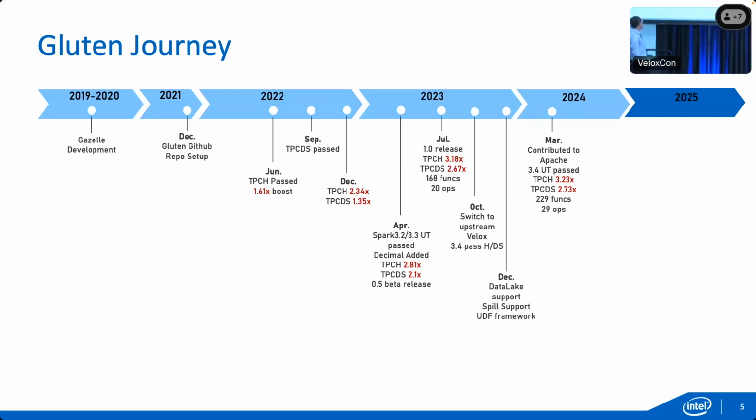And currently, thanks to the Microsoft team's support, they passed the 3.4 UT. So currently, all 3.4 UT are passed. And the TPC-H is boosted to 3.23 currently, and the TPC-DS is 2.73. And we have 229 functions and 29 operators passed. So that's the current status. We have a table later.